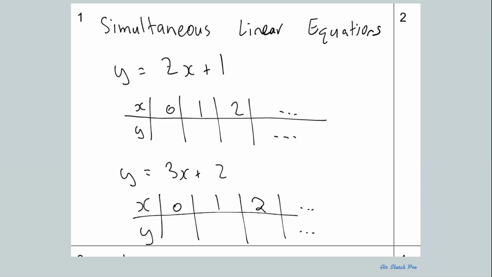Hello, in this video we're going to have a look at simultaneous linear equations. So in the previous video we saw that linear equations can have two variables in them, and this is an example of one here, y equals 2x plus 1.